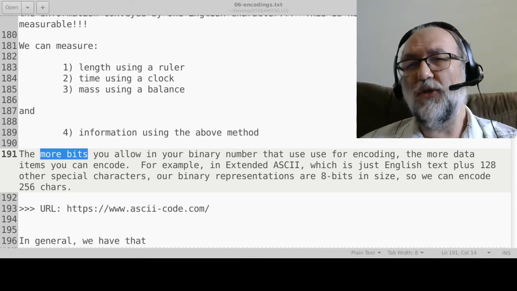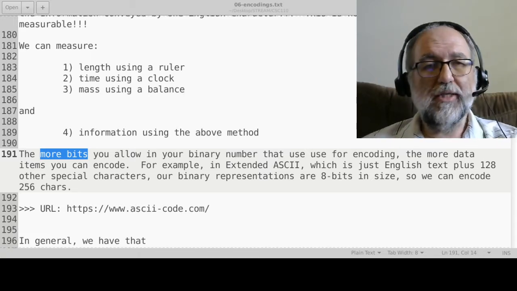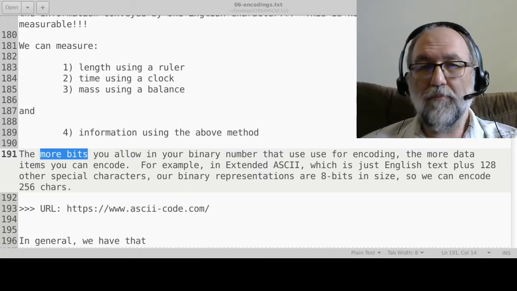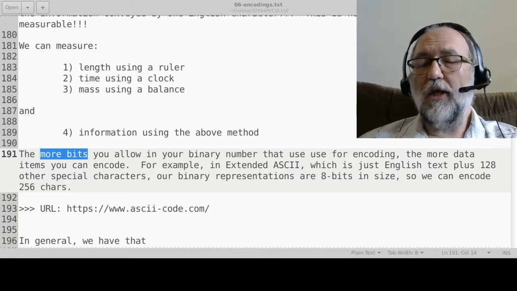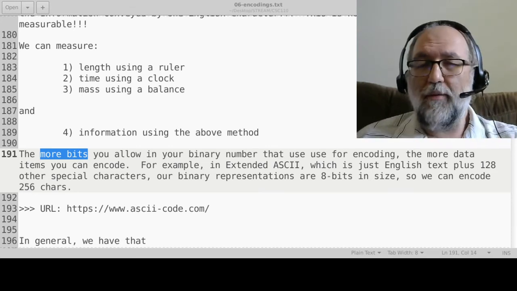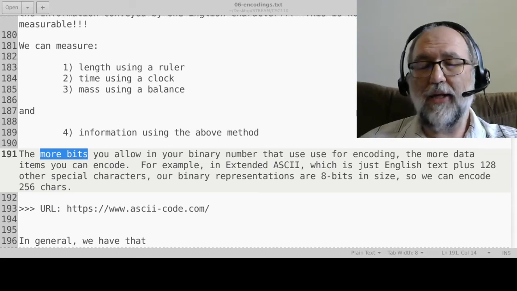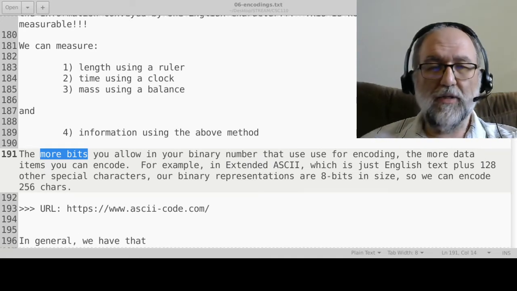But they extended it to 8 bits per character, and the reason they did that is just because it's easier to build computers with 8-bit buses rather than 7-bit buses. As you can imagine, everything with computers is powers of 2, and 7 is not a power of 2, but 8 is. So it just turned out to be much easier to build things with 8 bits instead of 7.